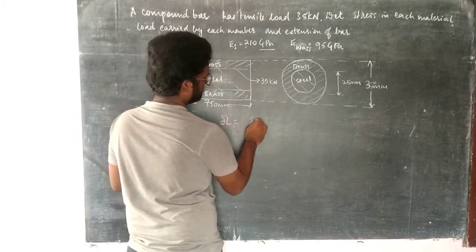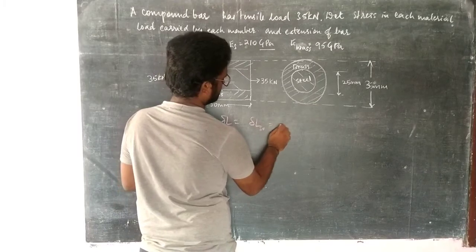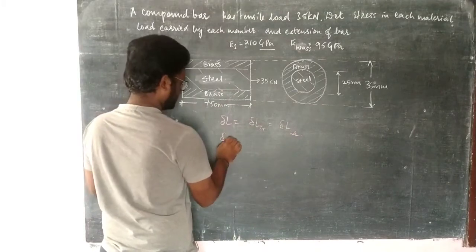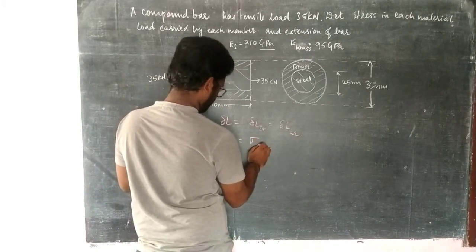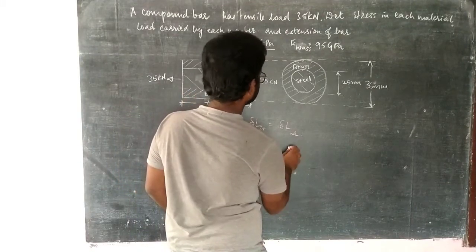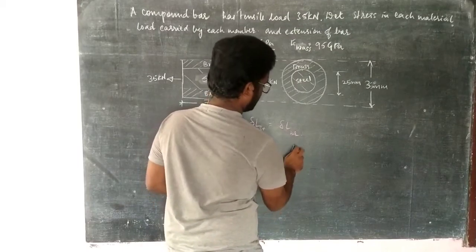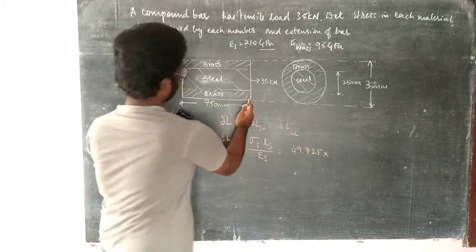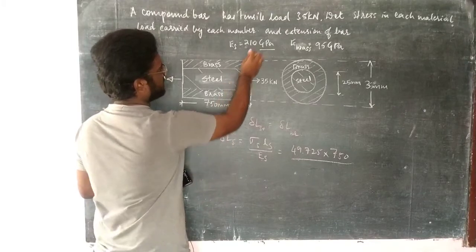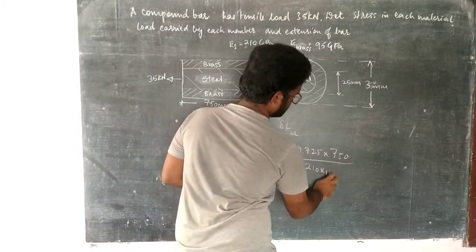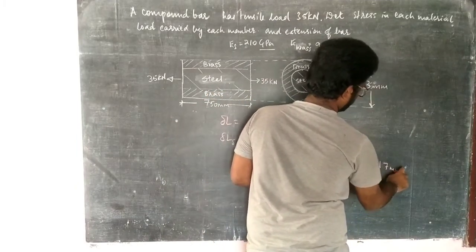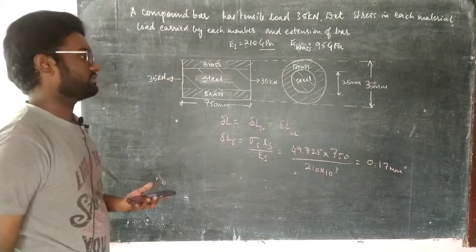Delta L of steel is equal to delta L of brass. Now delta L is equal to sigma S into LS upon ES. So what is sigma S? Sigma S is nothing but 49.725. Length of steel is 750, divided by E of steel, which is 210 into 10 raised to 3. If we calculate this, the answer happens to be 0.17 mm. So delta L is 0.17 mm. Hope you have got this.